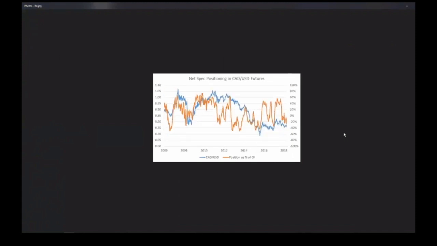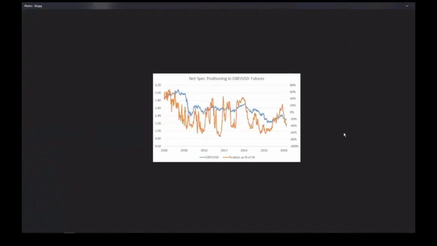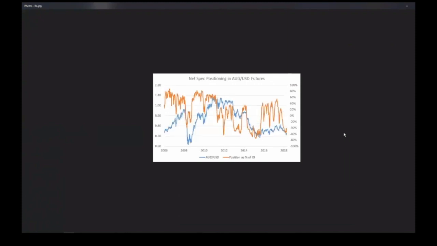And then we got euro, CAD, pound, which, like I said, traders have gotten more net short, and same in Aussie dollar. So Aussie dollar is definitely a consensus spec short. And if you want to put that trade on because you think China's going to continue to implode, you should be aware that everybody else is in that trade.